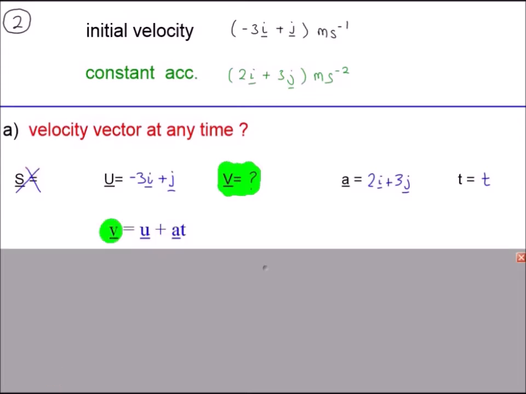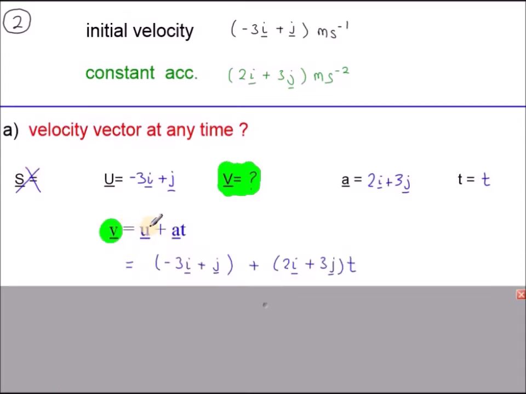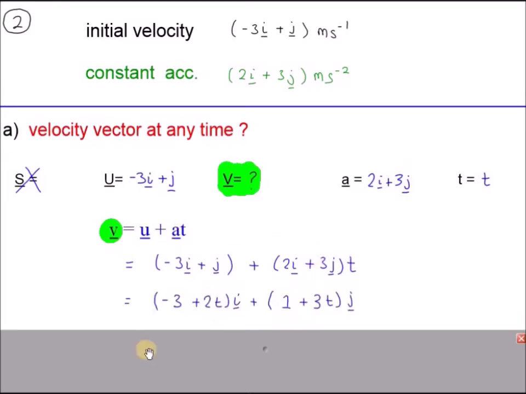So v equals u plus at. So u, 3i plus j, is here, plus the acceleration, 2i plus 3j, multiplied by time. And now I've grouped the i components together and the j components together, which will aid problem solving. So this vector formula will give the velocity at any given time t.